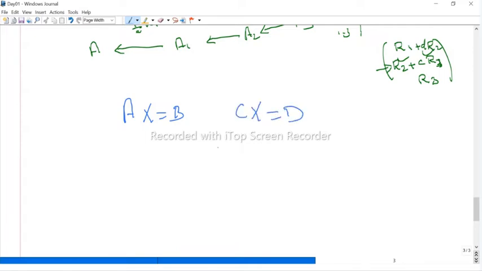What is the corresponding augmented matrix for this system? It is AB. You have to merge B in the last column. Here we have to merge D in the last column. So this is the augmented matrix of this system, and this is the augmented matrix of that system. Suppose if you do some elementary row operations here, you will get this matrix. Then we say these two matrices are row equivalent. So that is the definition. If you apply elementary row operations to one matrix, you will get the other matrix. That is row equivalent.